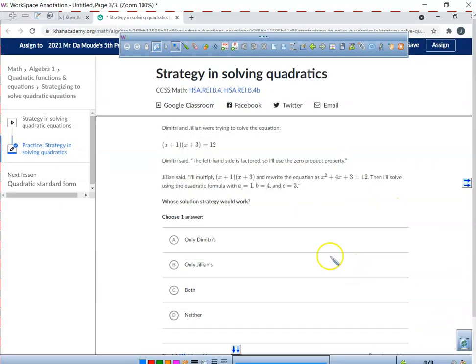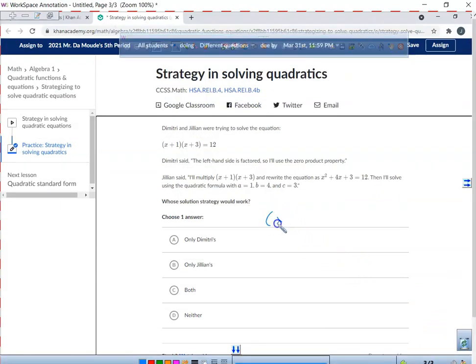We've got Dimitri and Jillian. So this one, what form are Dimitri and Jillian starting with? The only thing I want you to write down is factored form. Okay. So let's take a look. Let's write down the form. So Dimitri said, the left-hand side is factored. Is that true? It's factored. So I'll use the zero product property.